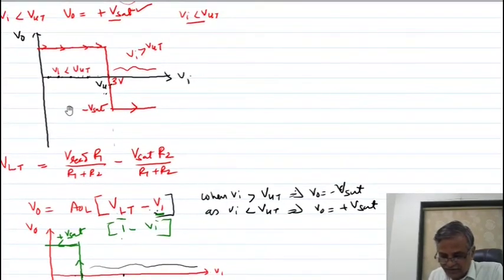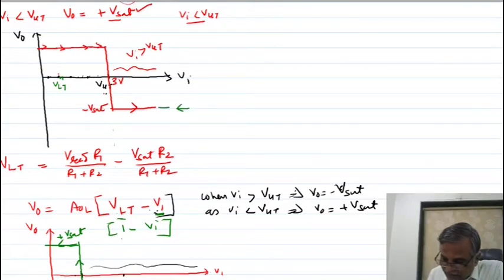See, look here. Here I am showing you VUT, and this is your VLT. As Vi decreases and becomes less than VLT, immediately a transition takes place, going from minus V sat to plus V sat.